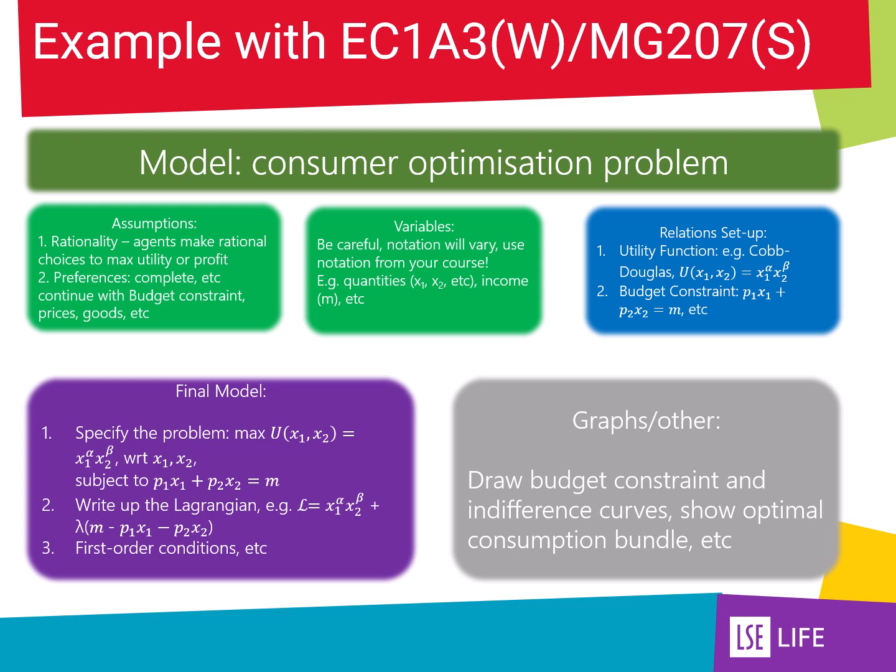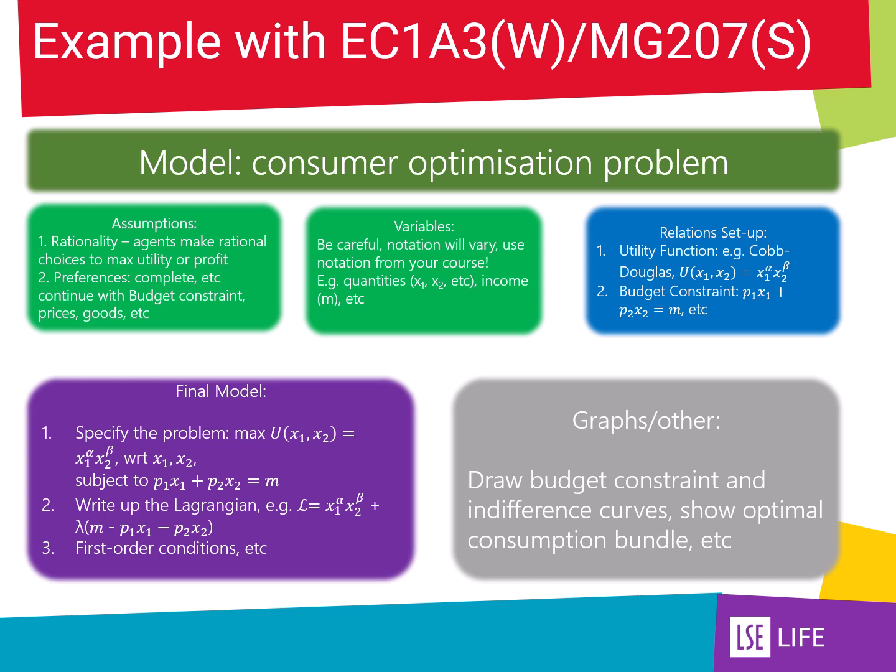You would know best. Then some assumptions on the budget constraint, prices, goods, etc. Some variables would be quantities. They're denoted as x1, x2 on this specific slide, but it could also be q1, q2, many other forms of notation. Income here is denoted as m.